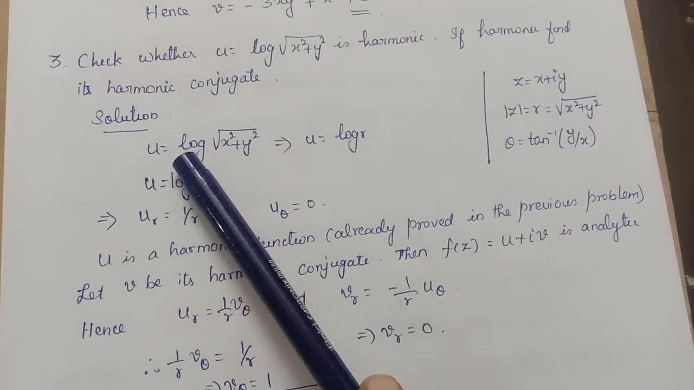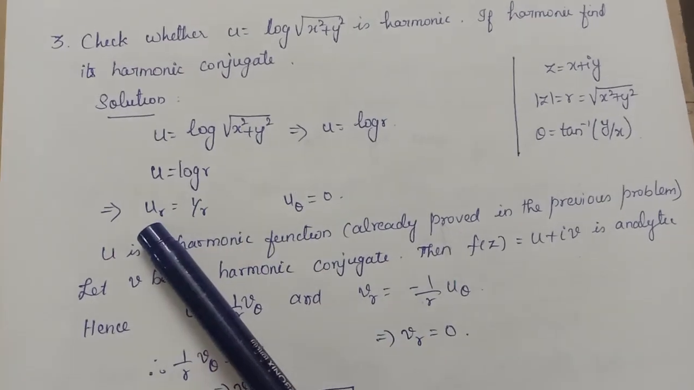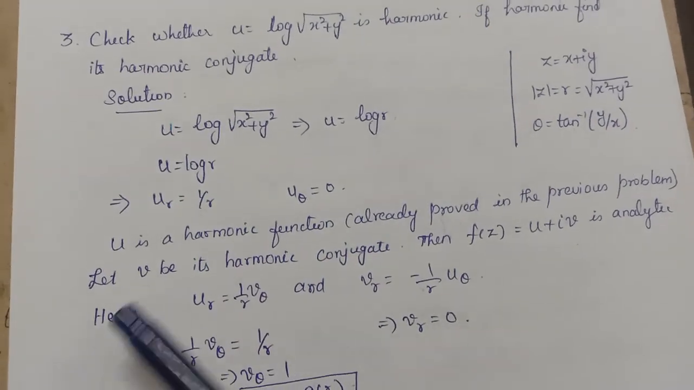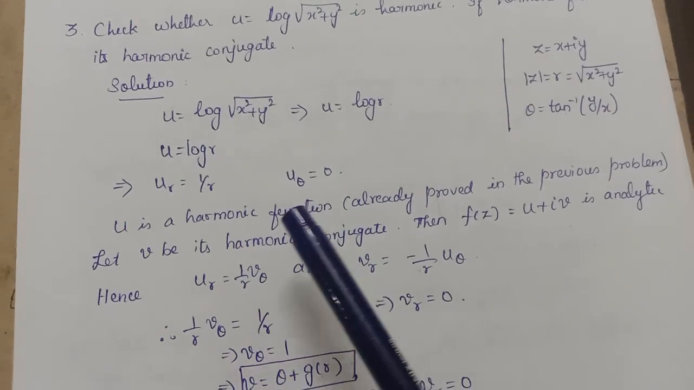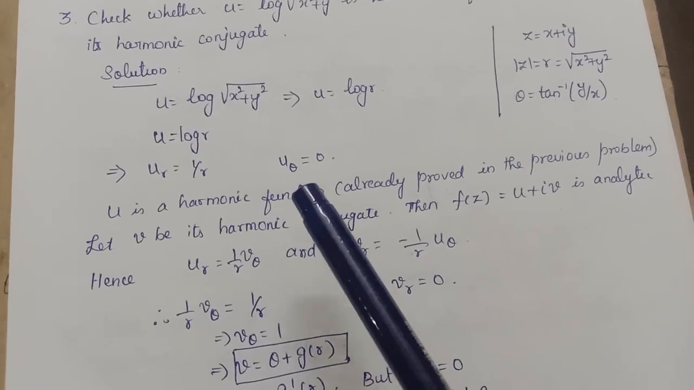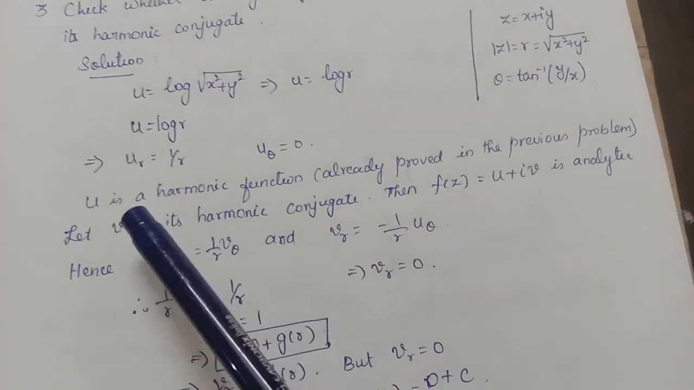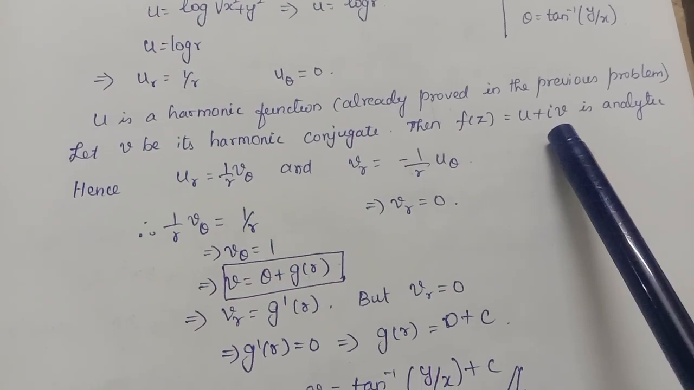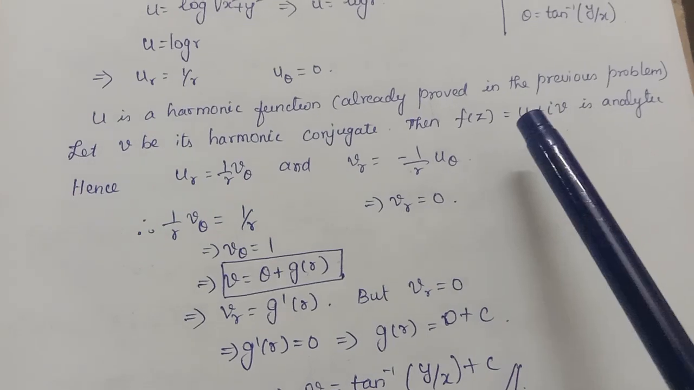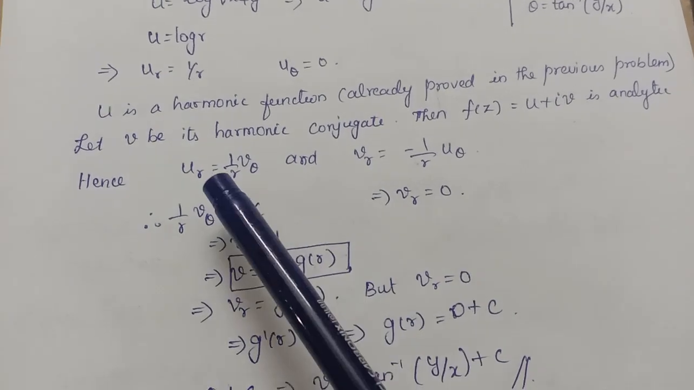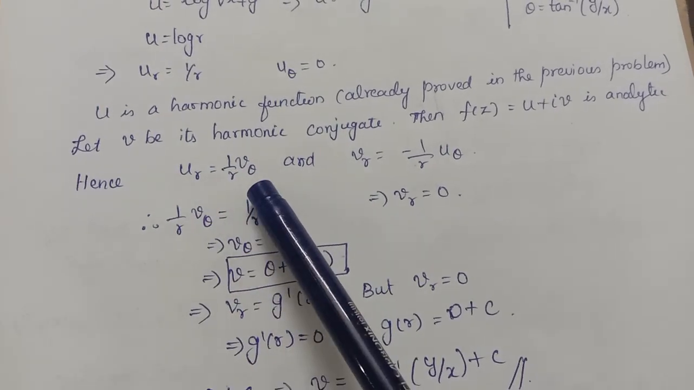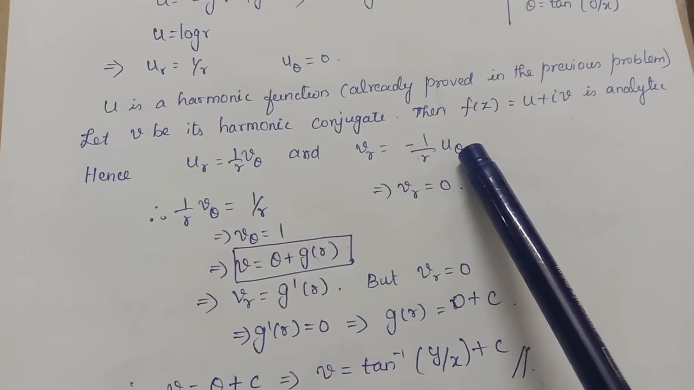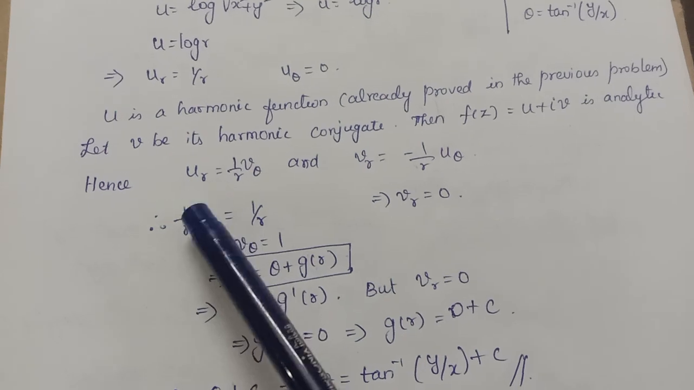So u equal to log r. What is u r? 1 by r. And what is u theta? 0. Already I have proved it is a harmonic function. So now I am going to find only its harmonic conjugate. So v is the harmonic conjugate. U plus iv is analytic, so it satisfies CR equations. What is the CR equation in polar form? Ur equal to 1 by r into v theta, and vr equal to minus 1 by r into u theta. Isn't it?